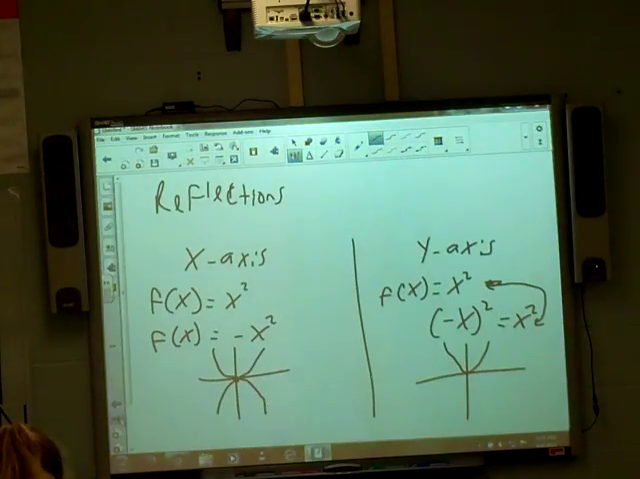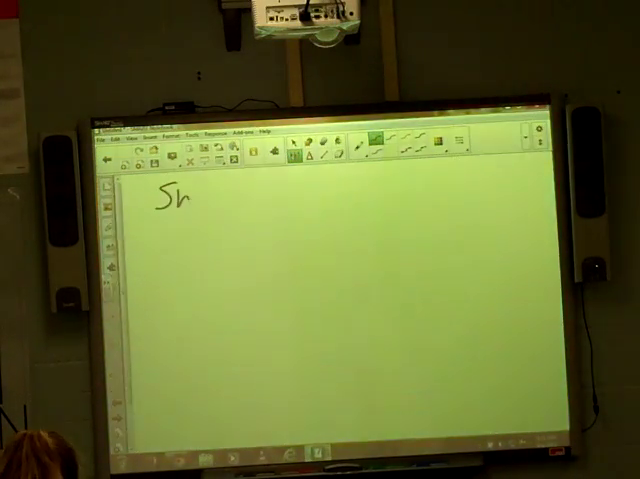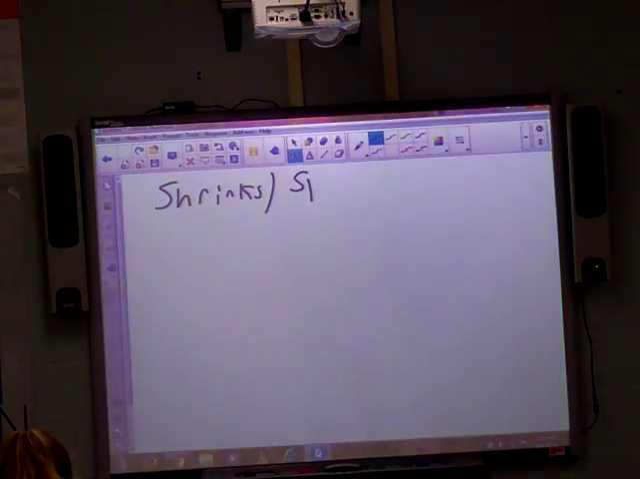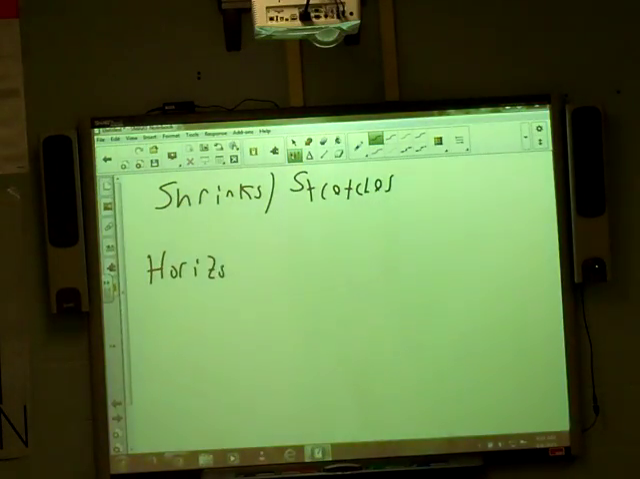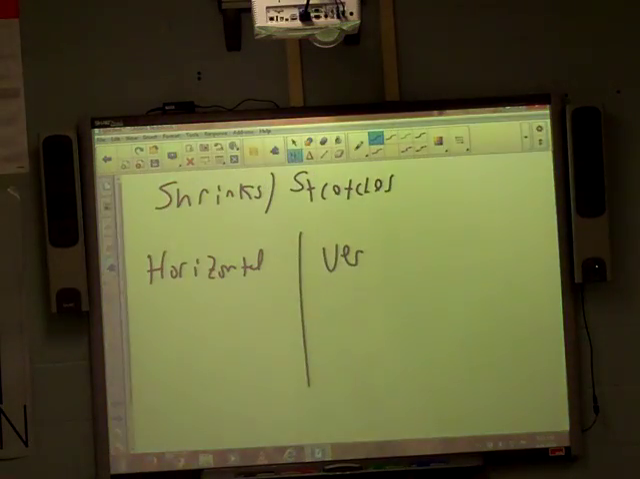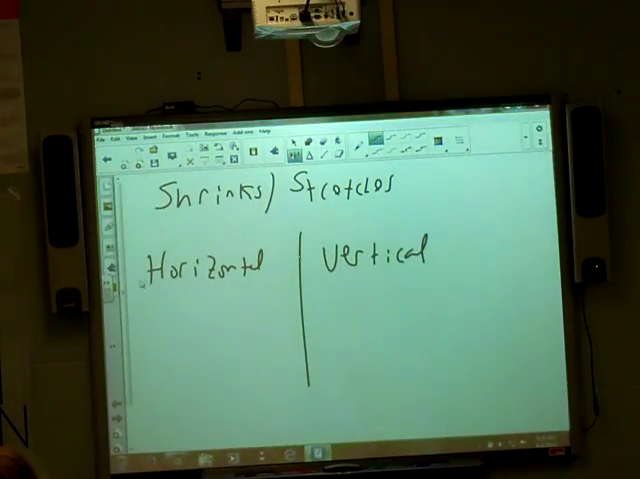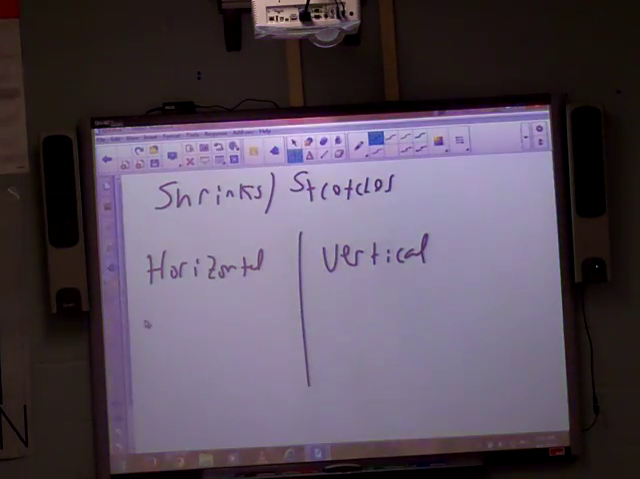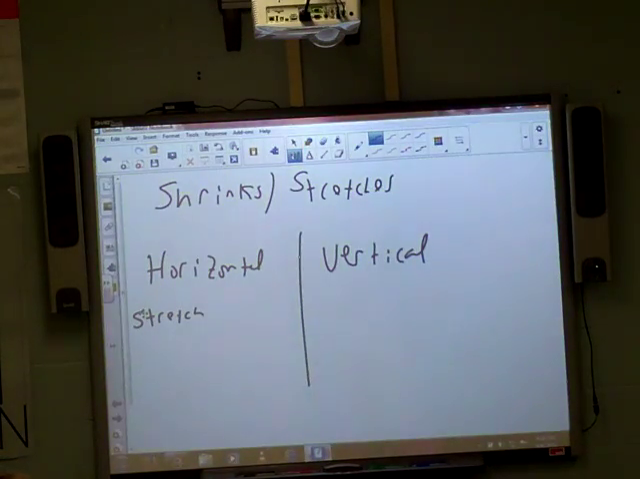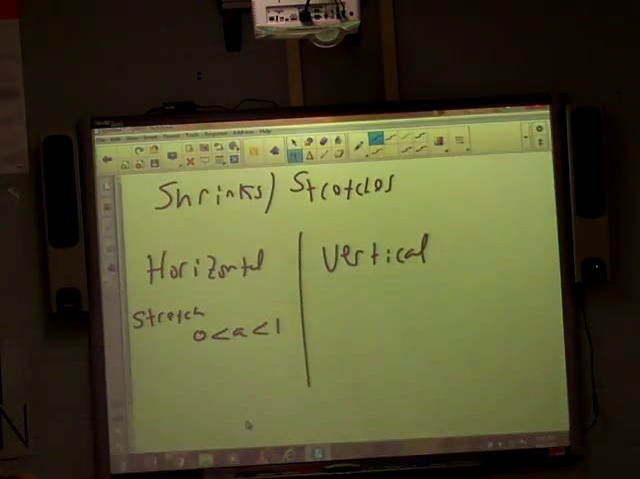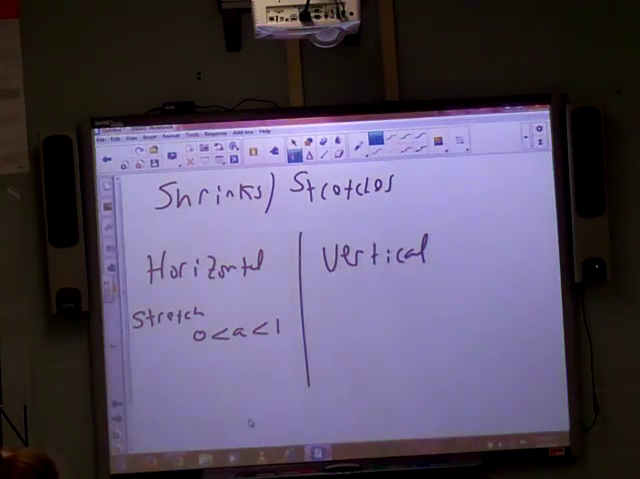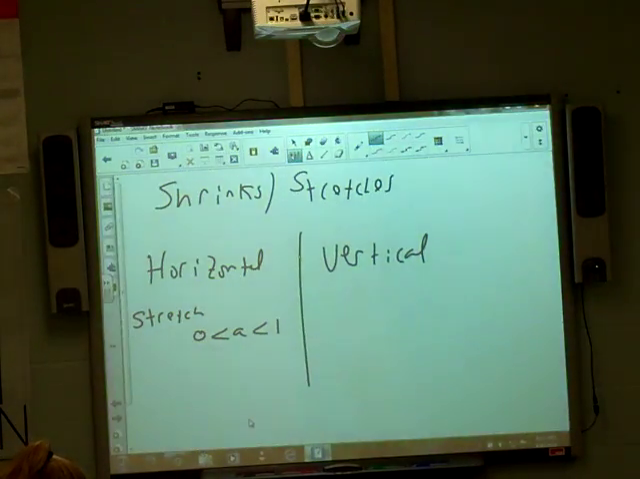Let's go ahead and do the shrinks and stretches. And we know we can do horizontal or vertical. On a horizontal, we're going to have a horizontal stretch when our A is between 0 and 1. Okay? So like a half, a third, you're looking at a fraction or a decimal there. It doesn't make it all the way to 1. That's when it's going to be a stretch.